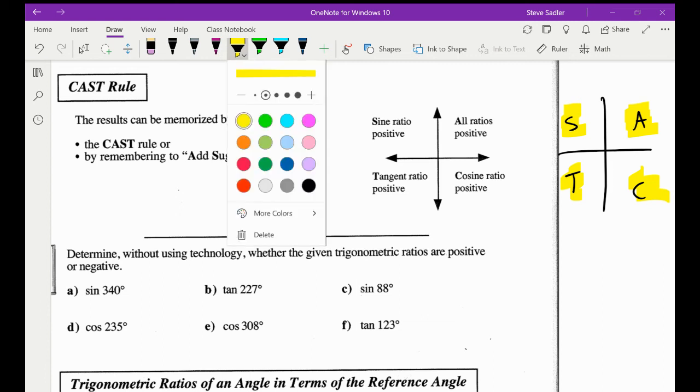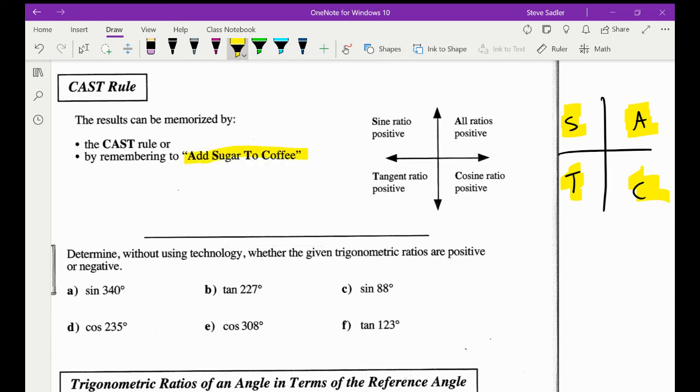Some people, I've never heard this, but I kind of like it, add sugar to coffee. So this actually starts in 1, and then 2, and then 3, and then 4. So that's a little bit nicer way to do that. Add sugar to coffee.